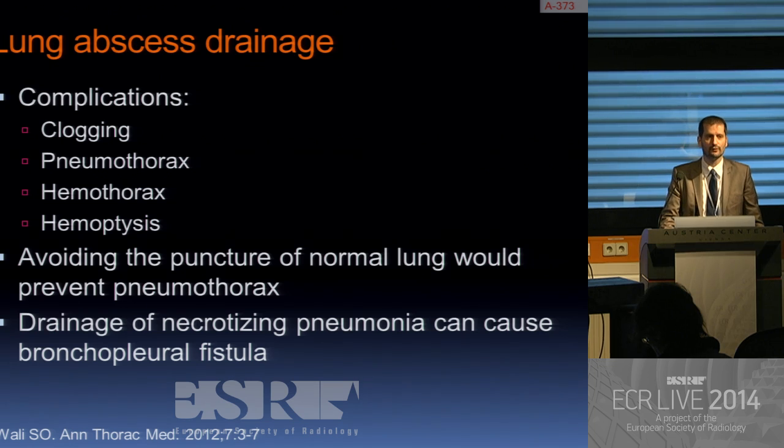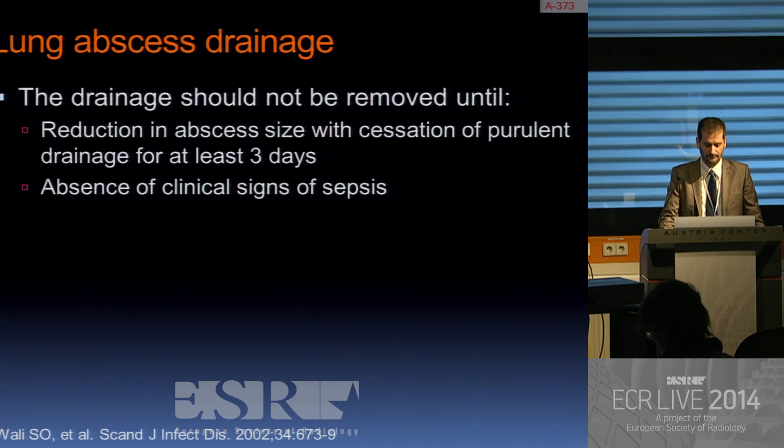You can prevent pneumothorax by avoiding the puncture of normal lung. You should distinguish between lung abscess and necrotizing pneumonia, because the drainage of a necrotizing pneumonia can cause a bronchopleural fistula. The drainage should not be removed until reduction in abscess size with cessation of purulent drainage for at least 3 days and absence of clinical signs of sepsis.